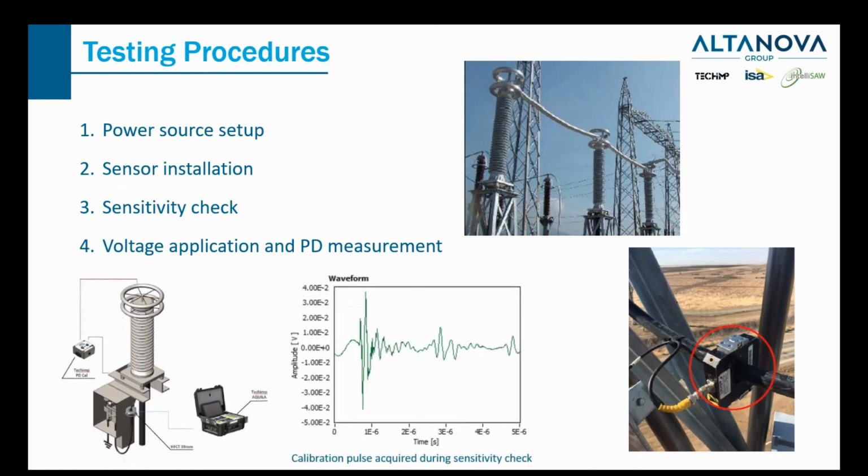And after we have the power supply set up and the sensor installed, we need to do the sensitivity check to make sure the entire system is working. So this is an example of sensitivity check. We can see we inject a calibration pulse and we can see the reflections from the far end of the cable. We can see the secondary reflections from the far end of the cable as well. So that will ensure that the whole system is functional and also the sensitivity is optimized. And the third part is to apply the voltage and do the PD measurement.